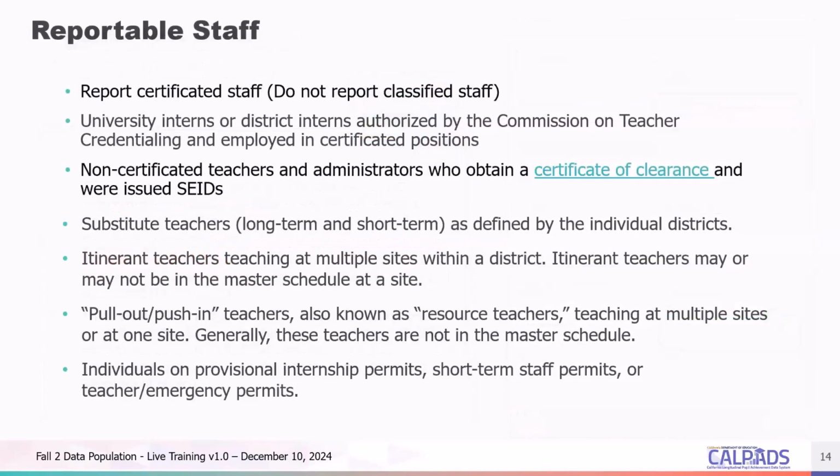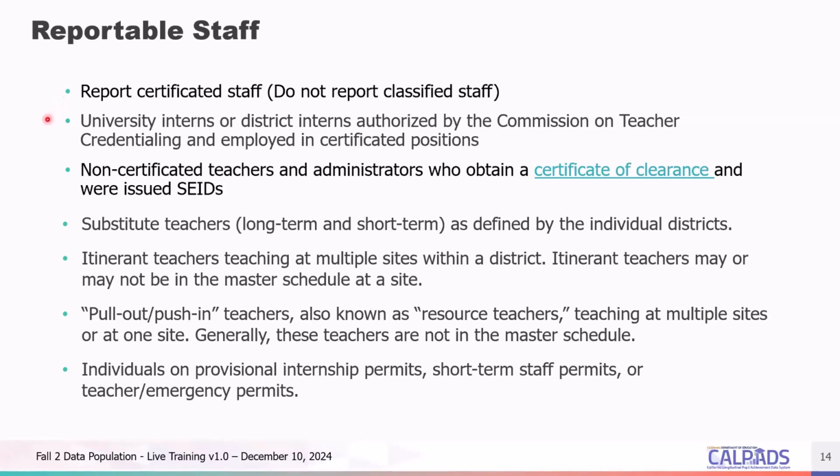Okay, so what staff do you report with SDEM records in Fall 2? LEAs should report certificated employees employed in certificated positions in school districts, county offices of education, charter schools, schools administered by the Department of Corrections, Division of Juvenile Justice, or state special schools. Note that even if a given employee is on temporary leave, they should still be included, and we will discuss changes in reporting employees who are on leave in some slides here as well.